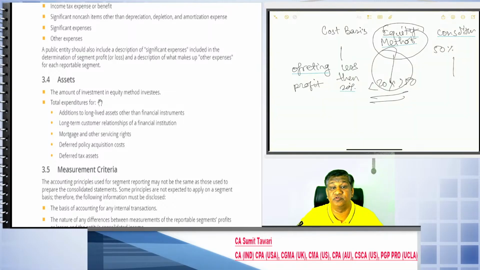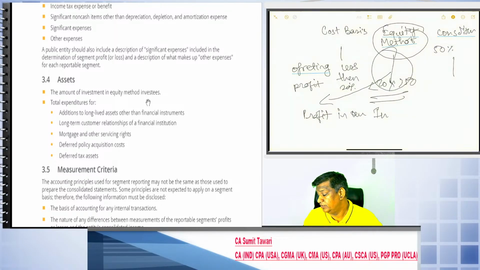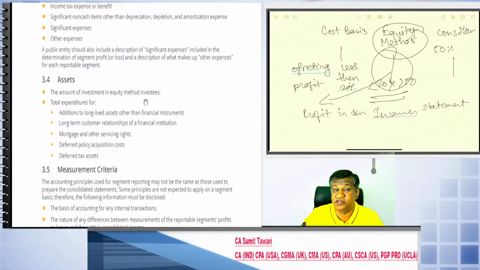In the asset, the amount of investment in equity method is involved, because the profit of this unit we need to consider as profit in our income statement. So we need to recognize it as an asset. Keep that in mind. Why the amount of investment in equity method investee? If it is on a cost basis, we recognize the investment.